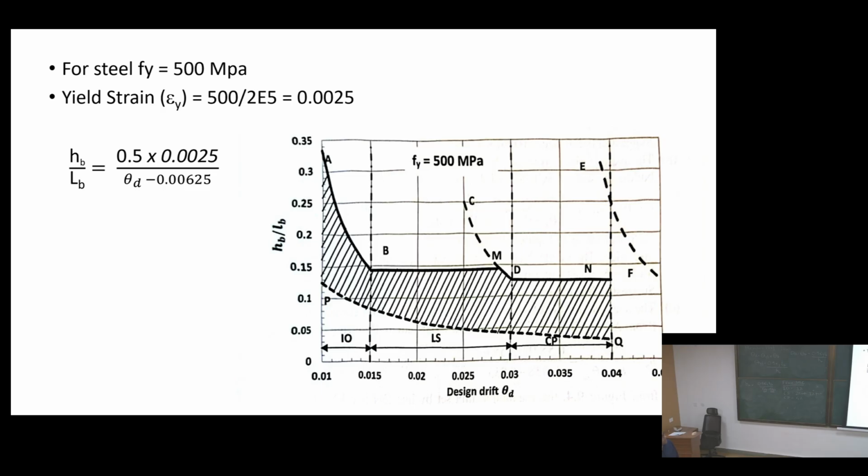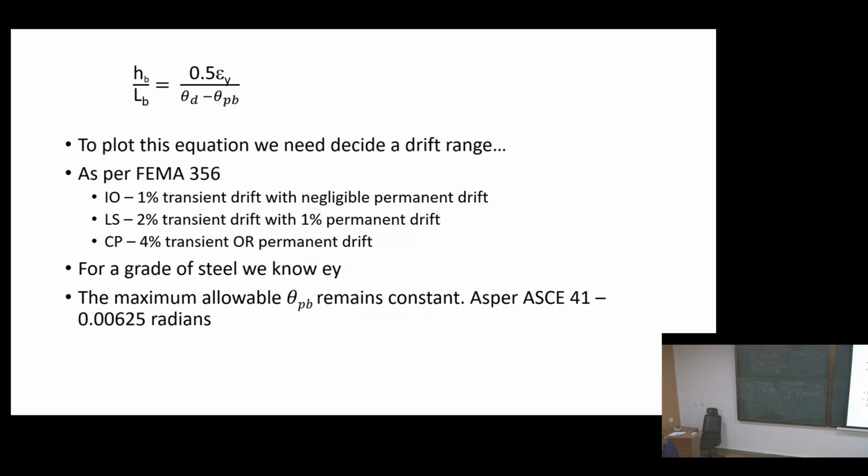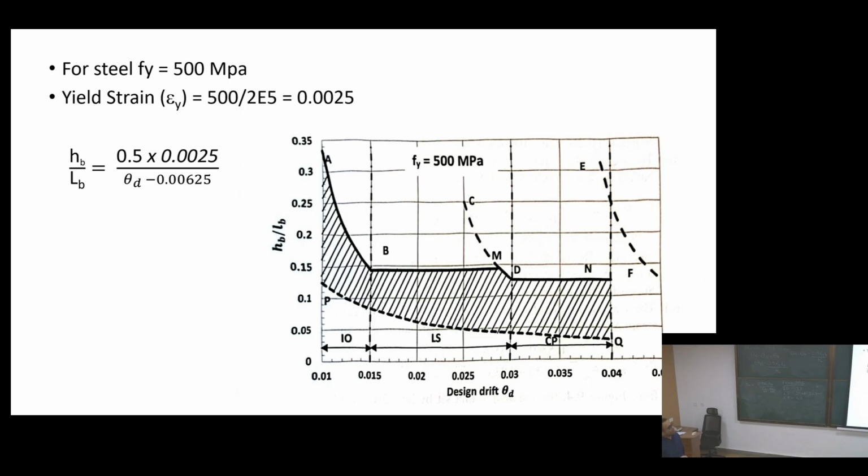So, for a steel of Fy 500 MPa, and plot your HB over LB ratio. The yield strain would be a constant for one grade of steel, which is 0.0025. Looks like that is our favorite grade of steel for all the problems. And then theta D minus your maximum rotation from ASCE 41, which is 0.00625 radians. You have that equation, you have a variable here, you have a variable here. You can plot HB over LB versus design drift.